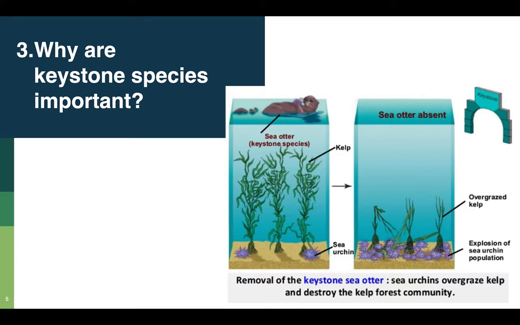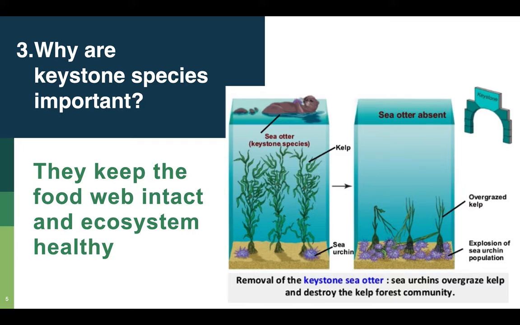So why are they important? Hopefully you've heard me say this multiple times, but they keep the food web intact and the ecosystem healthy. So in our examples, you can see that if you remove just this one singular organism, it can have a huge impact on the ecosystem. So you should be writing this down on number 3.